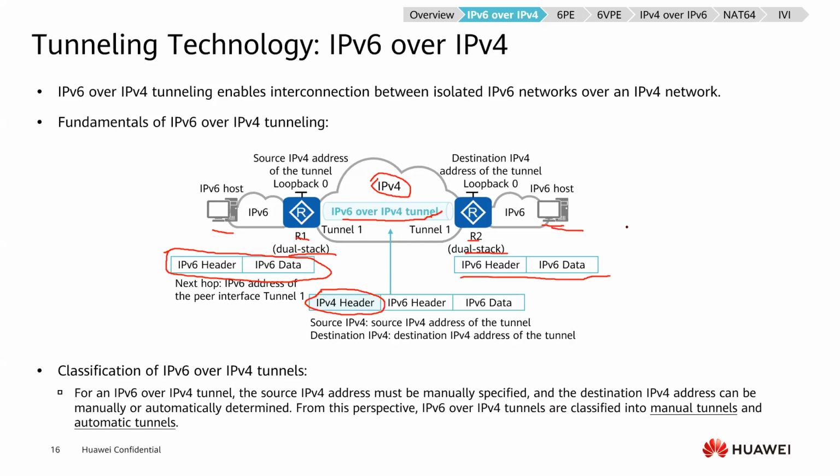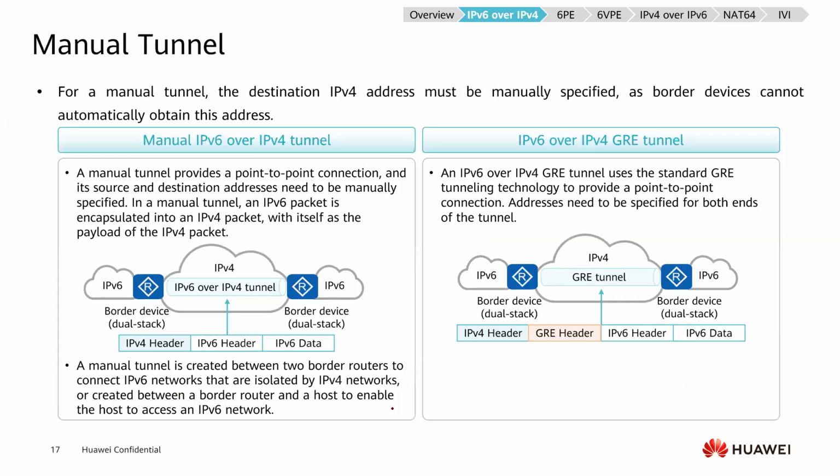How to tell them apart is just by how you configure the end of the tunnel. For the source of the tunnel, you must configure it manually. And for the destination IPv4 address of the tunnel, you can use two ways to configure it. One is manually, that means you use the manual tunnel. Another is automatically, that means you use the automatic tunnel. For the manual tunnel, you just configure it by yourself.